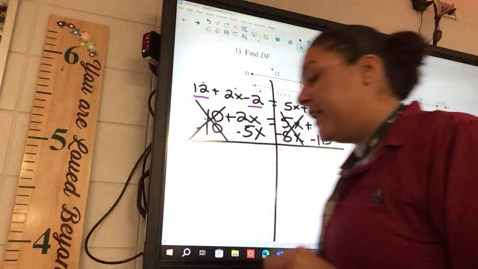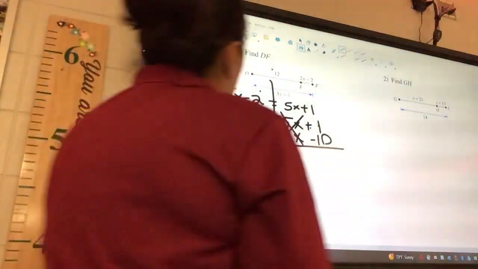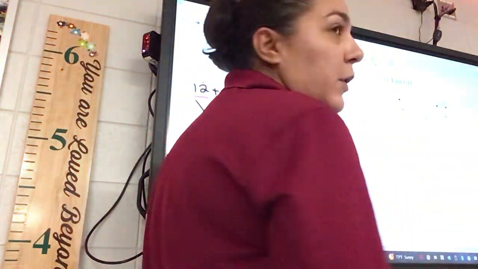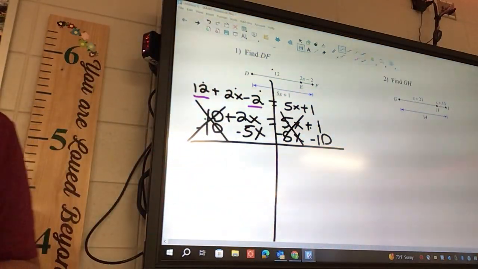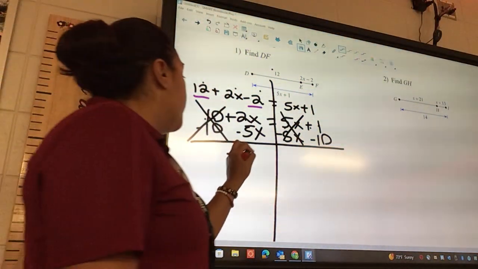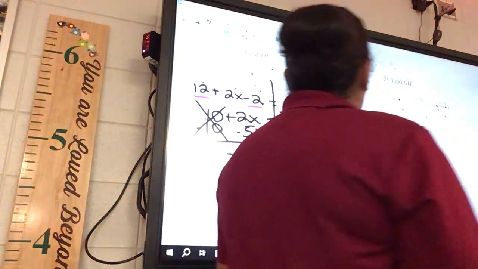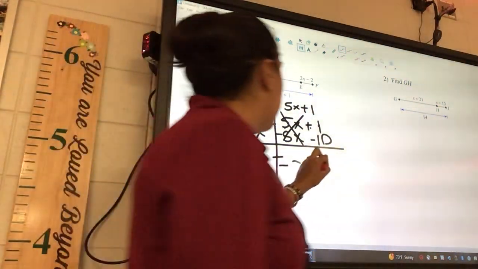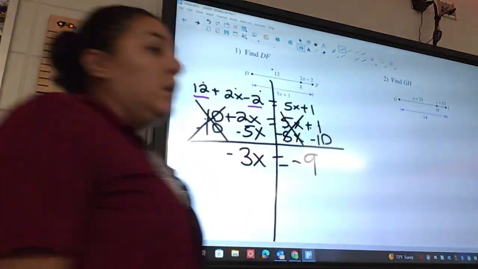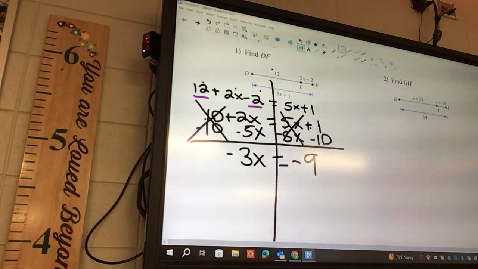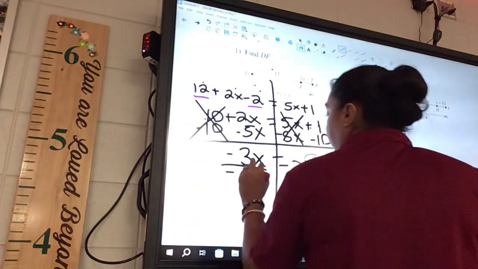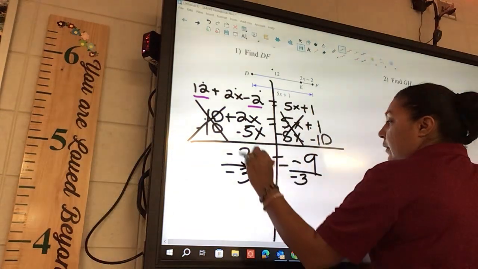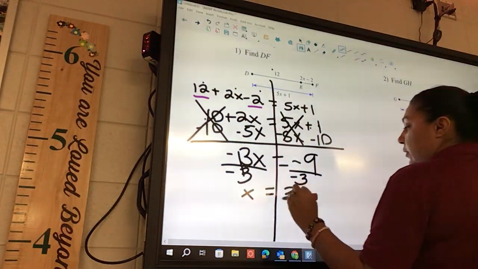Okay, so 2 minus 5. This is where you guys chime in. What is 2 minus 5? Negative 3x. 1 minus 10. Negative 9. Okay, and then what needs done? Divide by negative 3. So we get x equals 3.